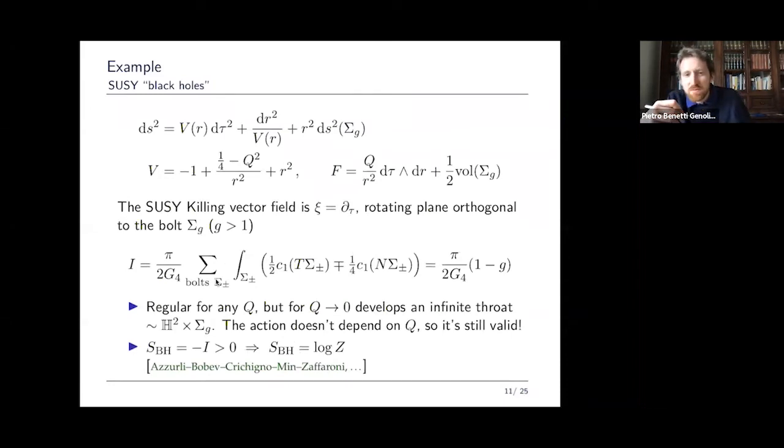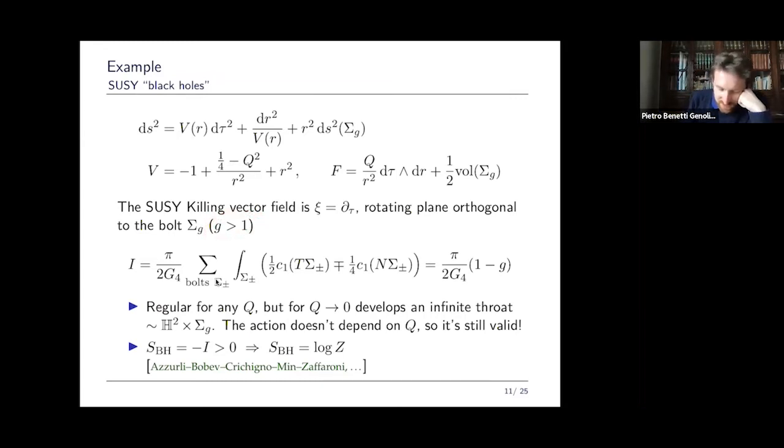Let's go to our old friends, the black holes. Again, you have this metric. Remember that the Killing vector field ∂_τ had a bolt isomorphic to Σ_G. I didn't choose the Killing vector randomly. That was the supersymmetric Killing vector, meaning the Killing vector constructed out of the supersymmetry. And it only exists if G is larger than 1.